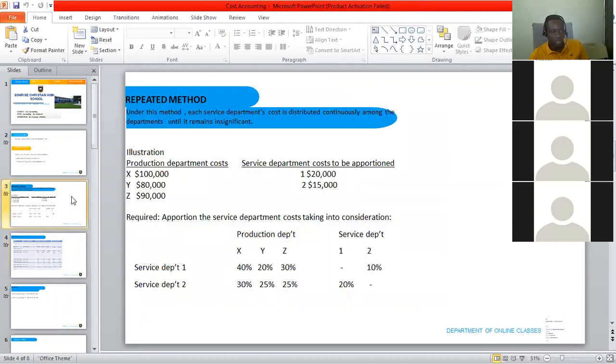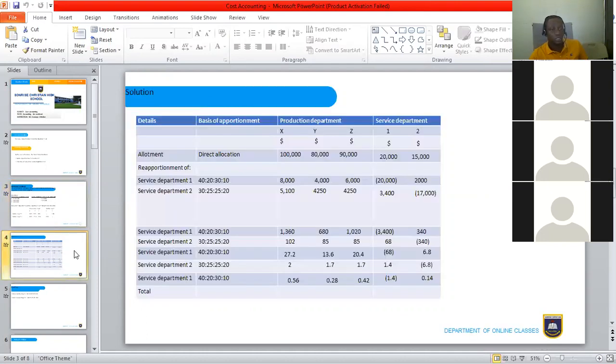Let me go back to the question. In the question, when it has to do with apportioning service department 2 costs, we are supposed to calculate 20% of that cost, which will be sent to our service department 1. So you can see here 20%. So let me move back to the solution. 20% of 17,000 will give us 3,400. Is that not it? All right, 3,400. So that is how 3,400 has been written here. That's under service department 1.